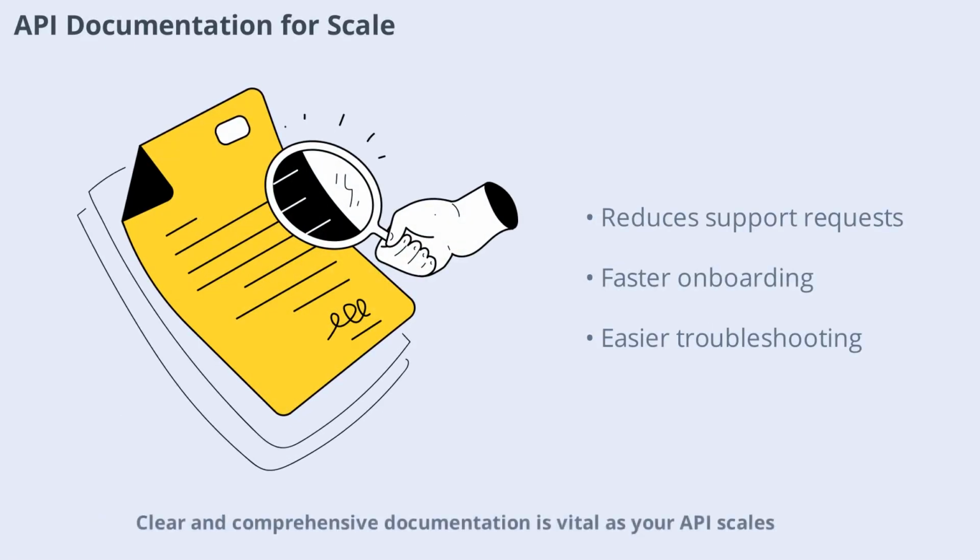Clear and comprehensive documentation is vital as your API scales. Good docs help developers understand how to use your API, reducing support requests and onboarding time. Tools like Swagger or OpenAPI make it easy to generate and maintain up-to-date documentation. Well-documented APIs are easier to scale because they enable faster integration and troubleshooting.